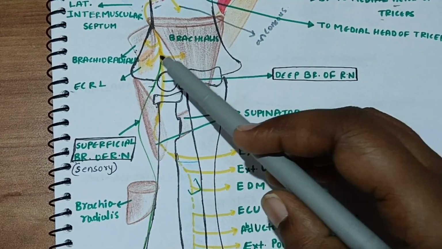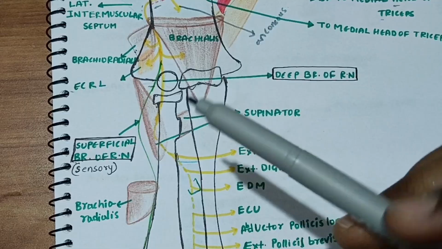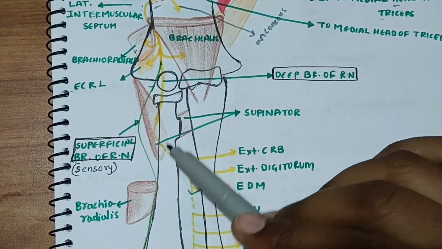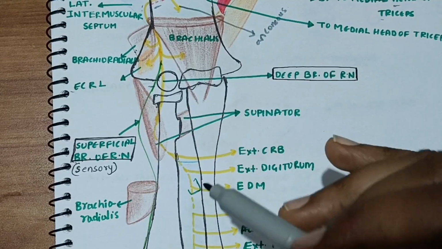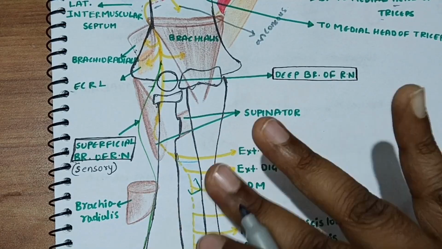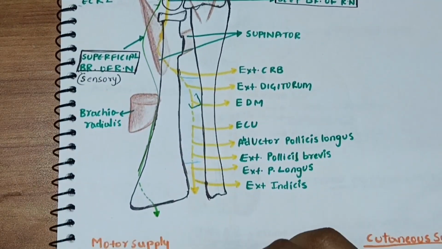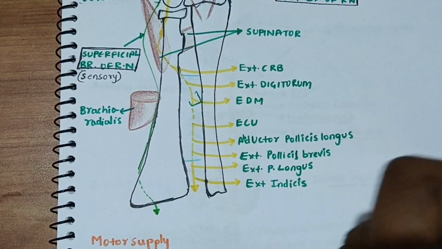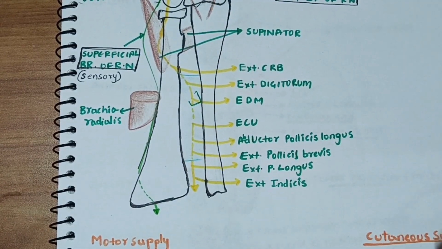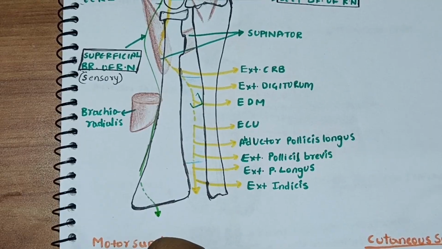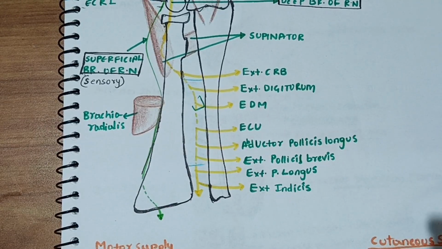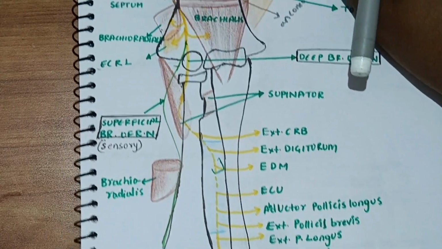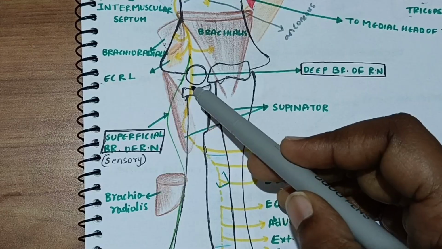When it enters the forearm region, at the lateral epicondyle, it divides into the superficial branch and the deep branch of the radial nerve. The superficial branch is completely sensory. It crosses the anatomical snuff box and enters the dorsum of the hand, supplying the lateral part of the dorsum of the hand.